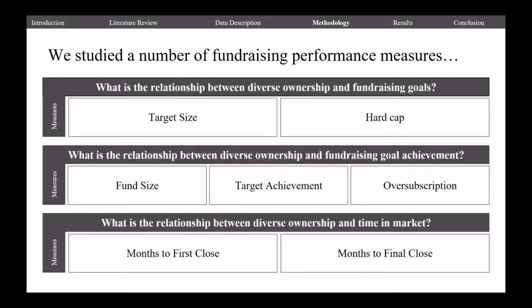We then asked, what is the relationship between diverse ownership and fundraising goal achievement? We first looked at fund size alone, which is the total amount of capital that a fund ultimately raises. And then we considered how a firm's final fund size compares to their initial target by calculating the percentage of target achieved. And finally, we looked at the oversubscription rate, which is the proportion of firms which met or exceeded their hard caps. And for our last question, we asked, what is the relationship between diverse ownership and time and market? Here we looked at 2 measures of time and market. First, the number of months it took a fund to reach their first close, and then the number of months it took them to reach their final close.